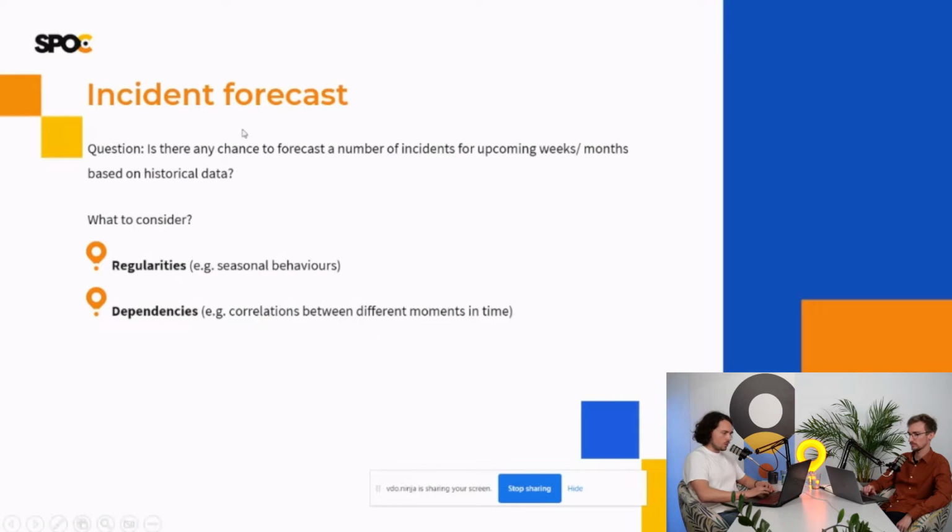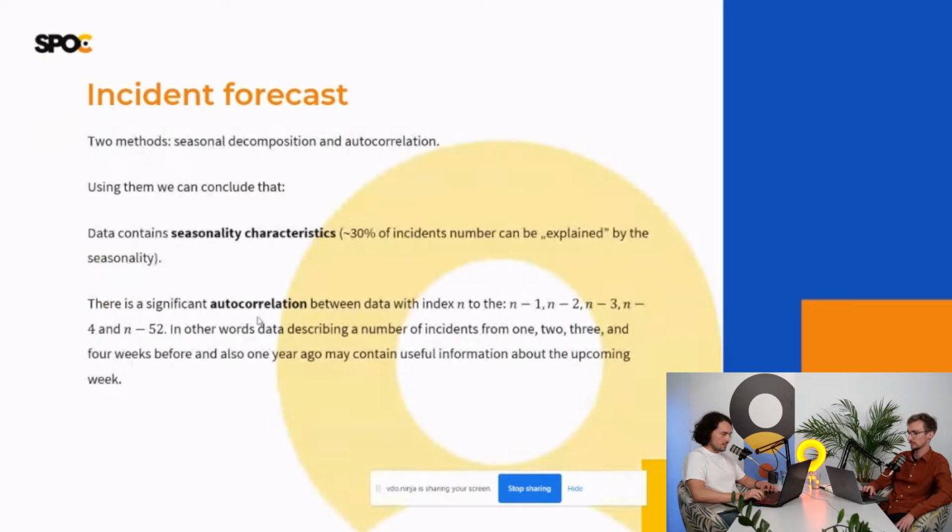Okay. So what we wanted to achieve is, as we said, forecasting the number of incidents. But before that, we need to ask the question: is it even possible to do so? If there are any regularities, like we said, seasonal behavior in our data, or maybe some other correlation factors inside of it, like a correlation of data with themselves. And we're going to show you right now that indeed there are some forms of regularities inside of our data.